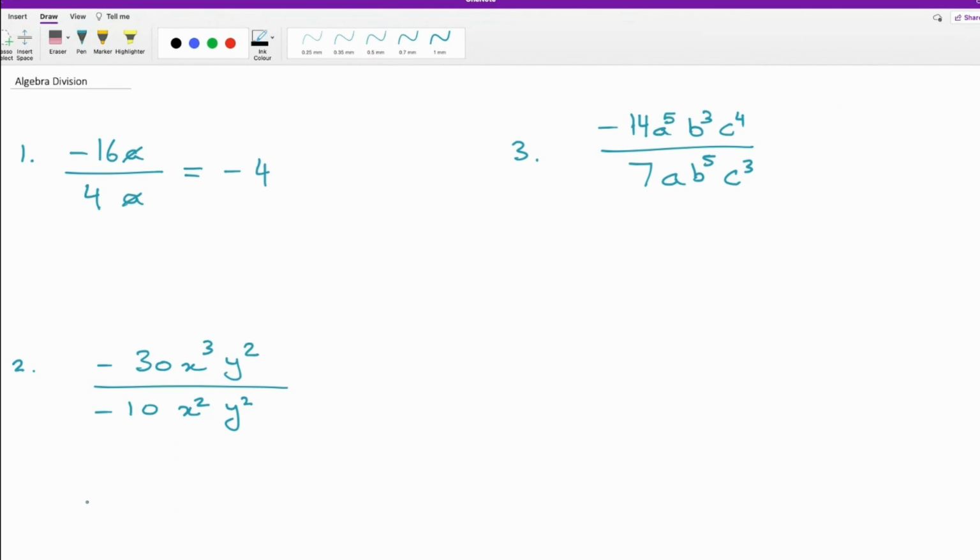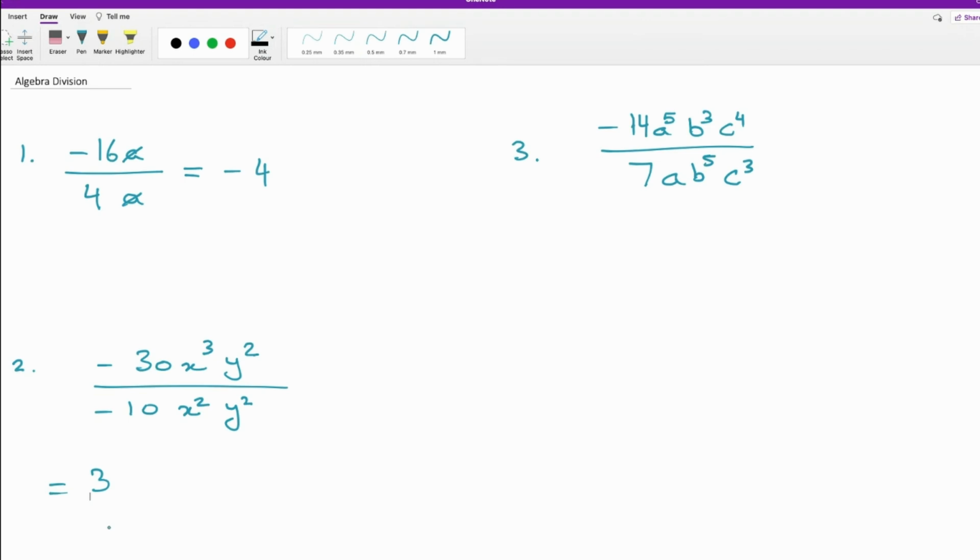Starting off with our signs, we have a negative on the top and a negative on the bottom. A negative divided by another negative will give you a positive answer. So let's ensure that we remember that there is a positive answer over here. The second step is having a look at our numbers. 30 divided by 10, that gives you an answer of 3.